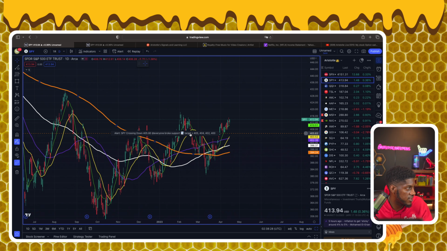If it drops below the yellow, right, it goes to the 50. You see how it's stopping? And then the 200 is the strongest line, as you can see. So we have a golden cross here on SPY. And the golden cross is when the 50 crosses above the 200, which is the purple, right? So that's pretty much what I'm using these for.